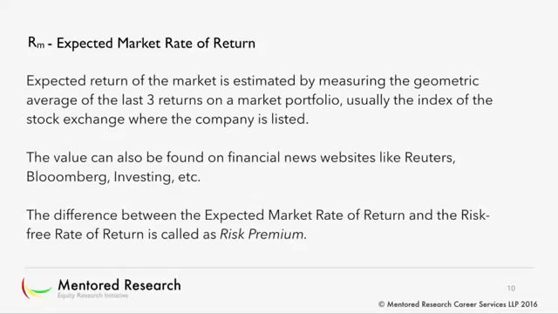The next variable in the CAPM model is RM. The expected return of the market is estimated by measuring the geometric average of the last three returns on a market portfolio, which is usually the index of the stock exchange where the company you are analyzing is listed. Practically, the RM value can be found similarly as beta and RF on financial news websites like Reuters.com and Bloomberg.com. Also note that the value of RM minus RF is called the risk premium.